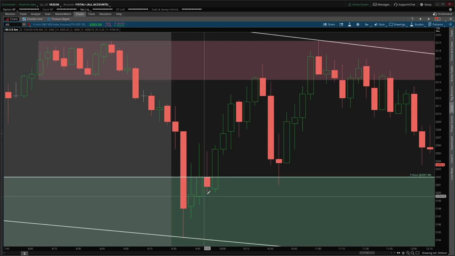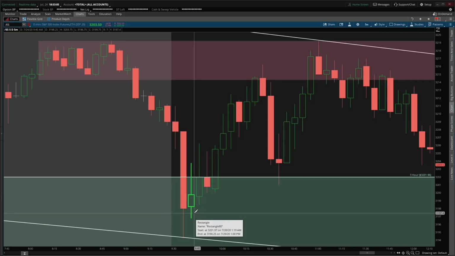which is another demand zone, confluent with a higher time frame, which was a 3 hour demand zone. So not only did we have a 3 hour, but we also had a 5 minute demand zone. When demand stacks, that is double confirmation. There's confluence between the levels, and that's just telling you, hey, this is a stronger level.